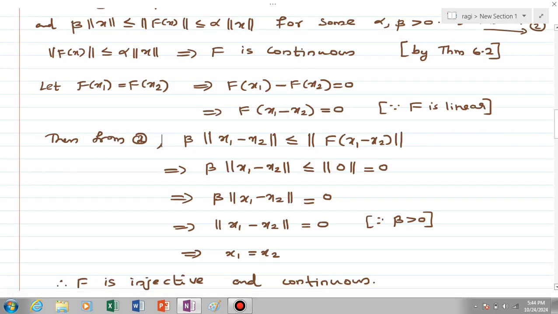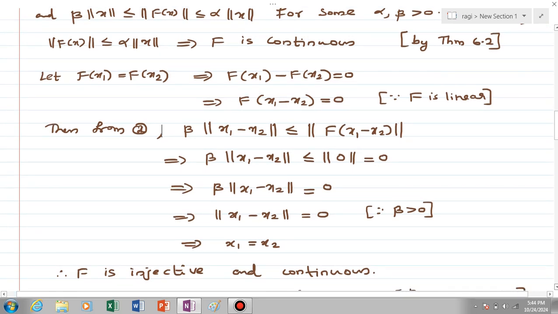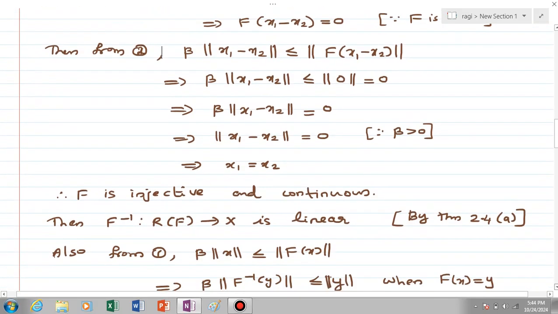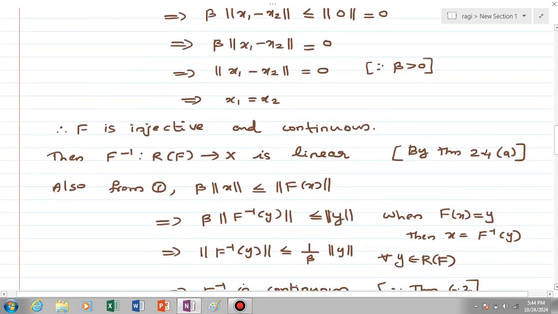Okay, also we have f is continuous. Thus the function f is injective and continuous. So since the function is injective, that is, since the function is 1-1, the function has an inverse. That means f inverse exists and is clearly linear also, by theorem 2.4a part, that is, f inverse from range of f to capital X exists and is clearly linear also. Now what remains is to show that f inverse is continuous.